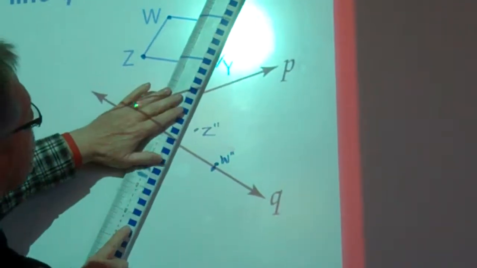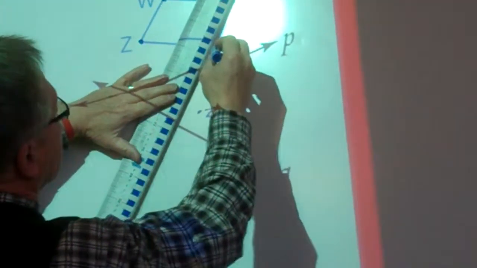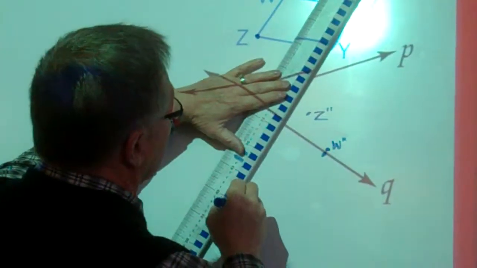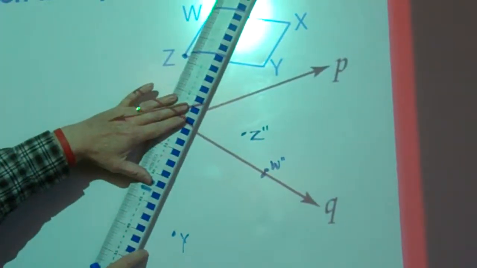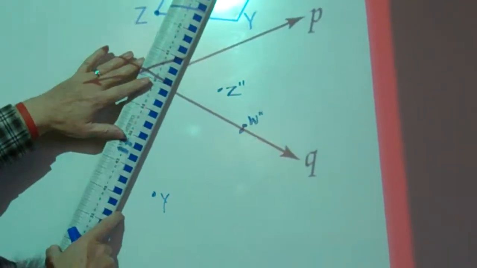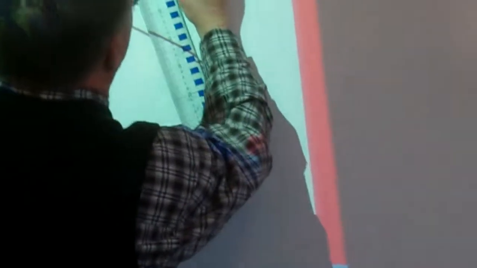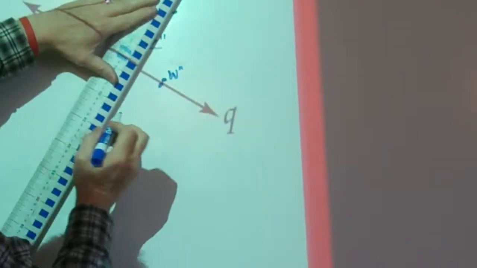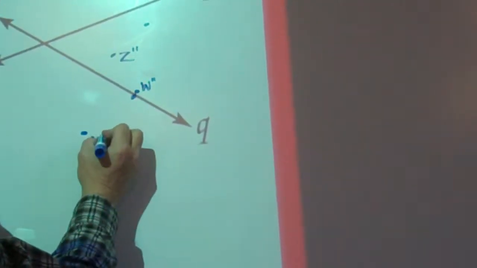That'll come across to about here. That'll be Y first prime. No, wait, it's got to go across P first. So we'll go first to here, and then out to here. So Y double prime should end up there.